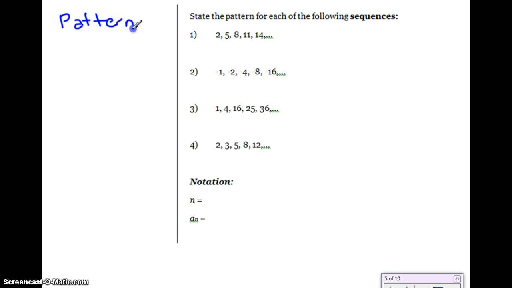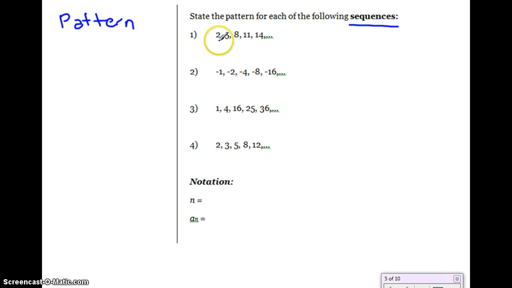Anytime you're listing numbers that are sequential with the same pattern, they're called a sequence. A sequence is just a bunch of numbers listed, but they all have the same relationship. We do the same thing to get to the next number. So if you look at 2, 5, 8, 11, 14, you can pause here and see if you can figure out the relationship to get from the first number to the second.